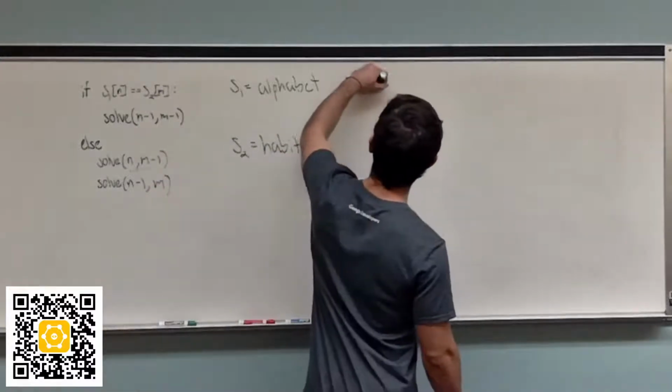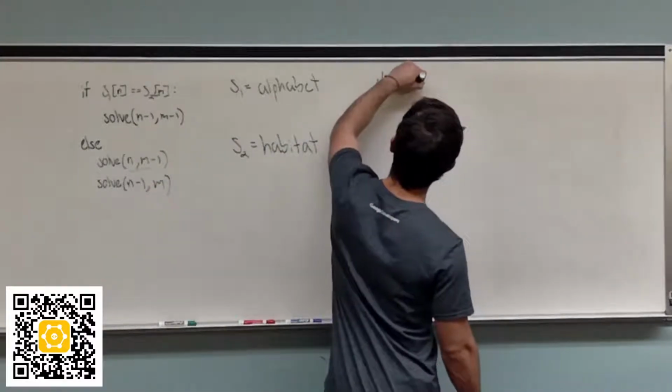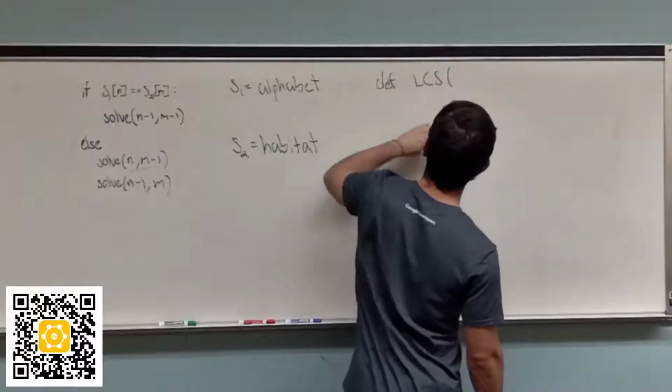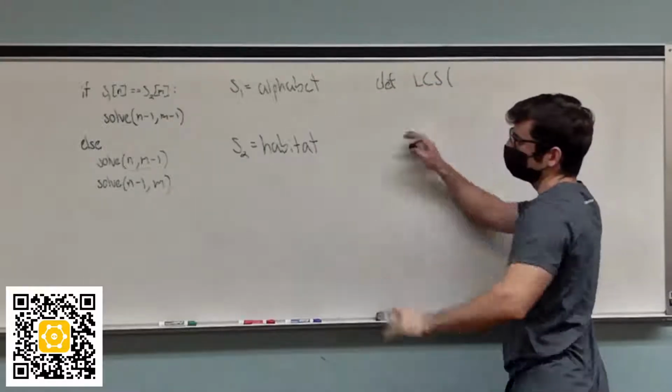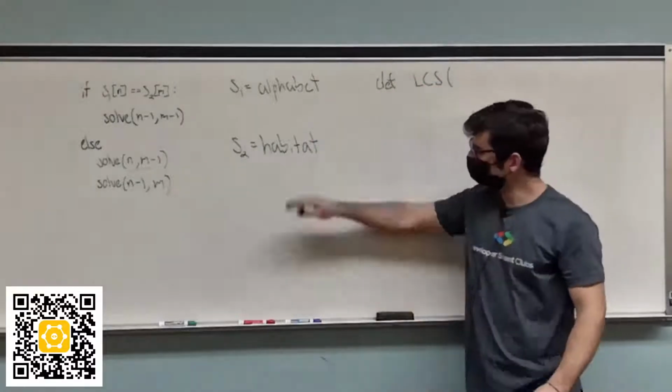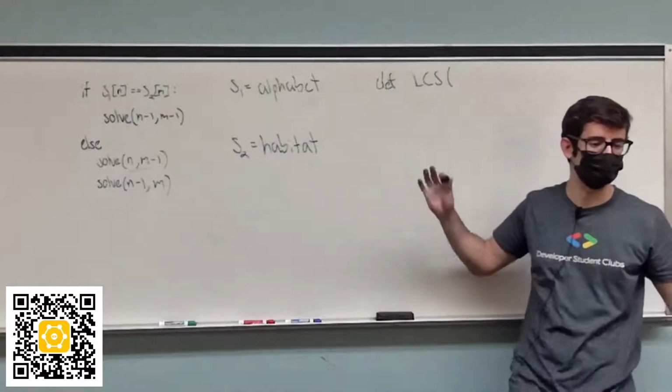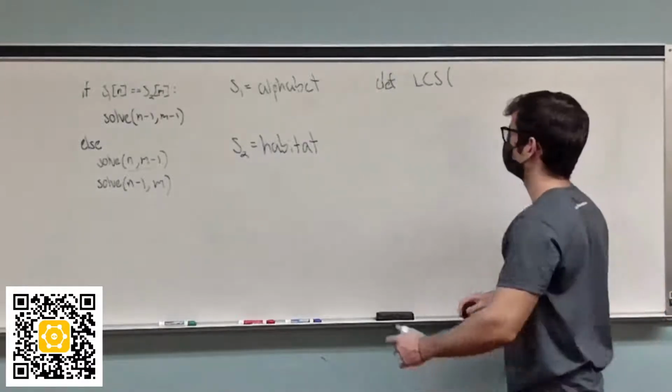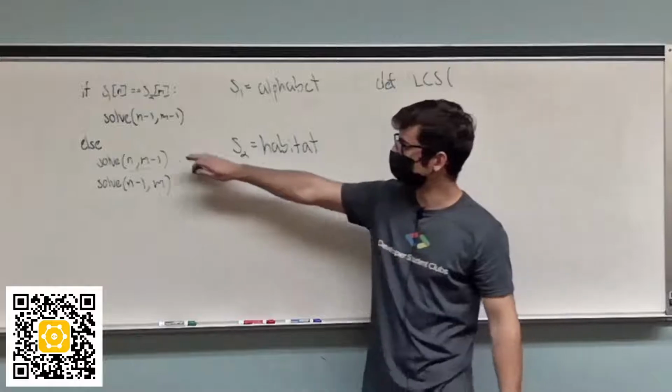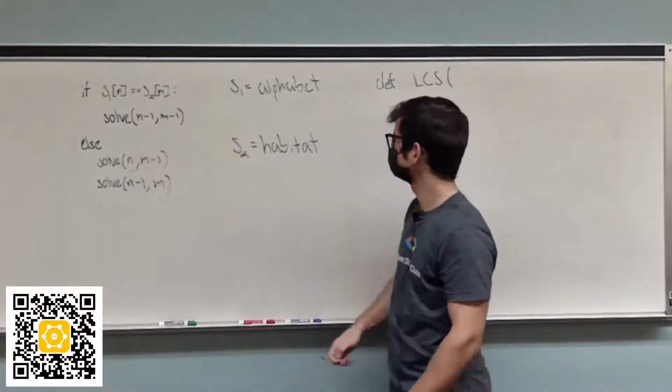Okay, so let's call it def LCS. Let's say, like remember, let's pretend these two strings are global variables, so let's not add them to our function. What we do want to add is n and m.